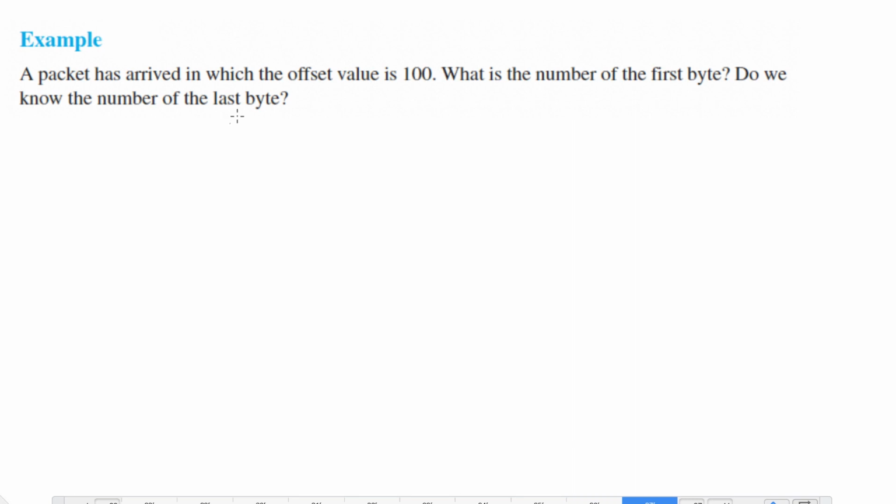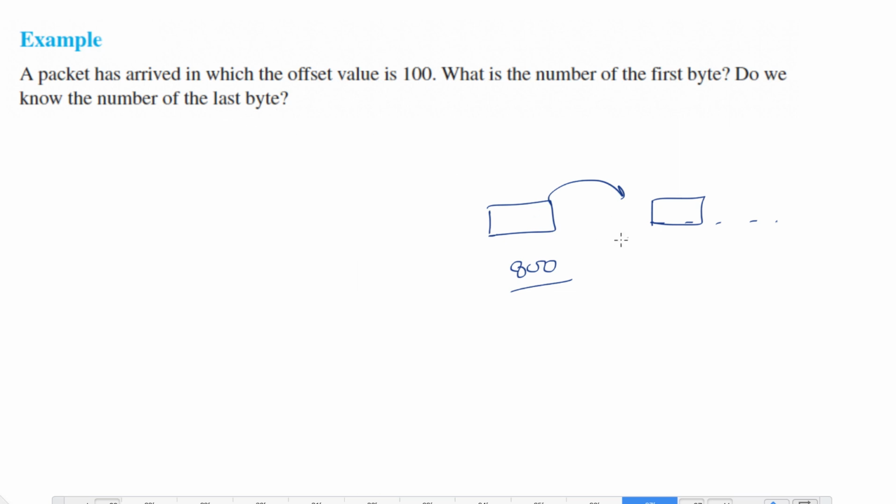A packet has arrived in which the offset is 100, which means after that there are 100 bytes, maybe in one packet, maybe in different packets. I mean, maybe one packet is containing 100 bytes itself, maybe different packets are containing 100 bytes, but yeah, after it there are 100 bytes. Okay, so it is saying the offset value is 100, which means what? There are actually not 100 bytes, there are 800 bytes, because I must have divided by 8, then I must have put this value. So what is the number of first byte? Do we know the number of the last byte?